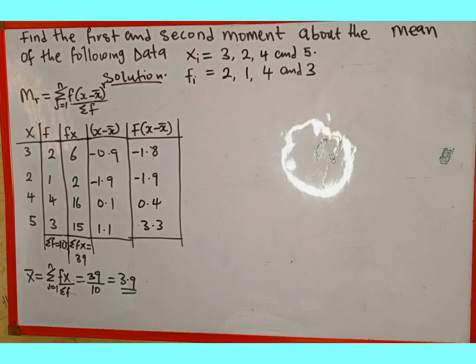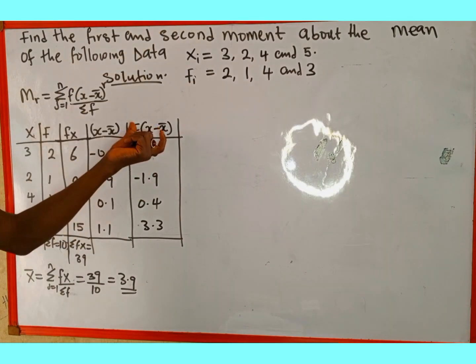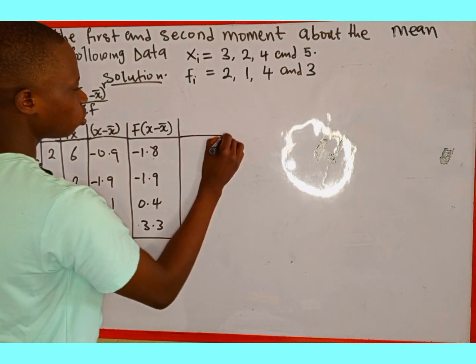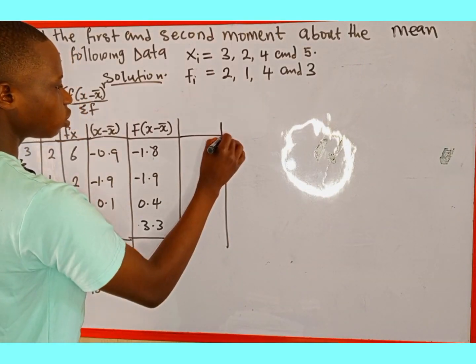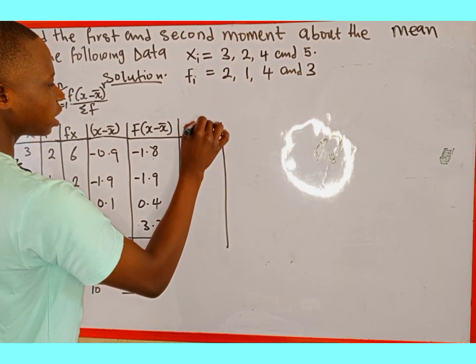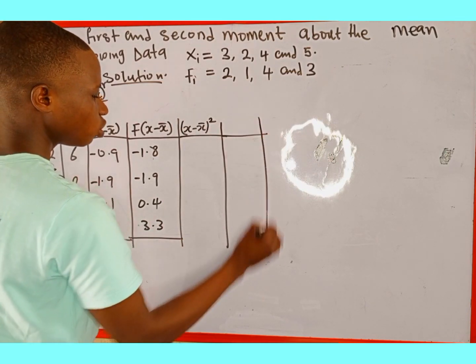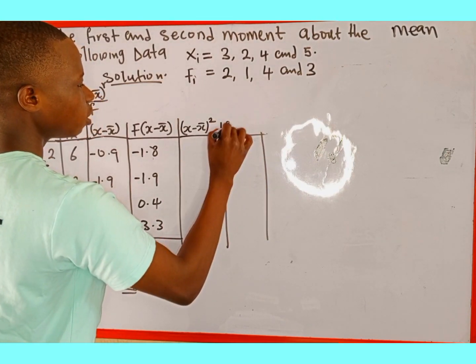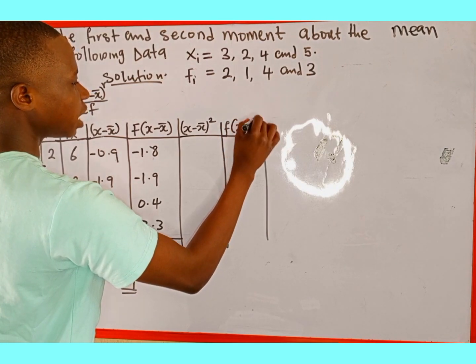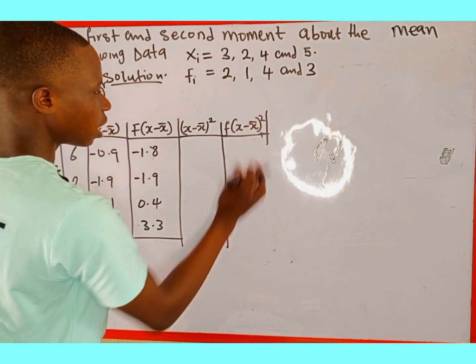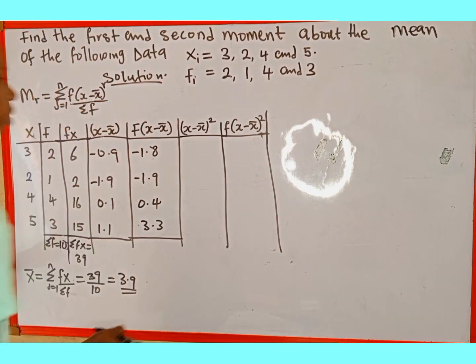So remember the question says first and second moment. This is the first moment. To get the second moment, we are going to draw another column, which is going to be x minus x bar all square. Then the next column is going to be frequency multiplied by x minus x bar all square. So this is the last column, about the second moment about the mean.